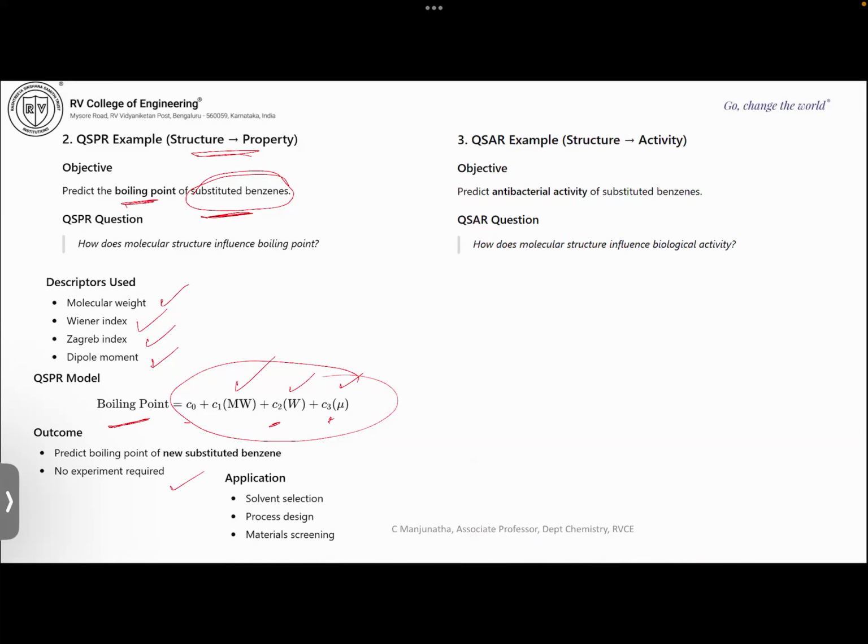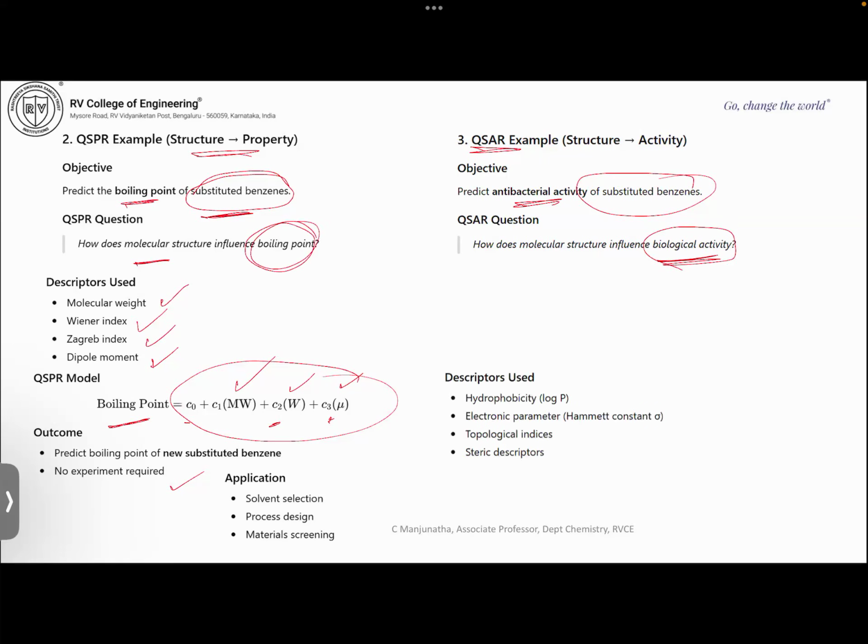Next, let us understand the QSAR of the same molecule, substituted benzene, structure activity. The objective is to predict the antibacterial activity of substituted benzenes. The QSAR question is: how does the molecular structure influence the biological activity? In the case of QSPR, how does the molecular structure influence the boiling point? This is a physical property, right?